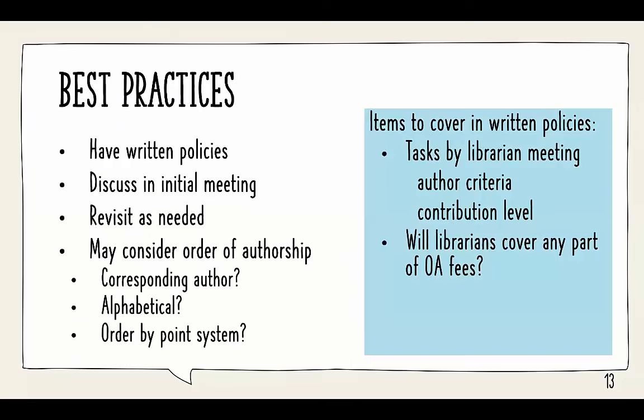And so some best practices, some things I've tried to do over the years. I found that it works easiest in the negotiation if you have written policies that you can point to and show people. Sometimes going into these meetings can be a little bit nerve-wracking depending on the shift in power there. And so having that kind of straightforward, this is our service, this is how we treat authorship, makes it a little easier to discuss in that initial meeting. And I suggest sometimes revisiting that as needed as things change.